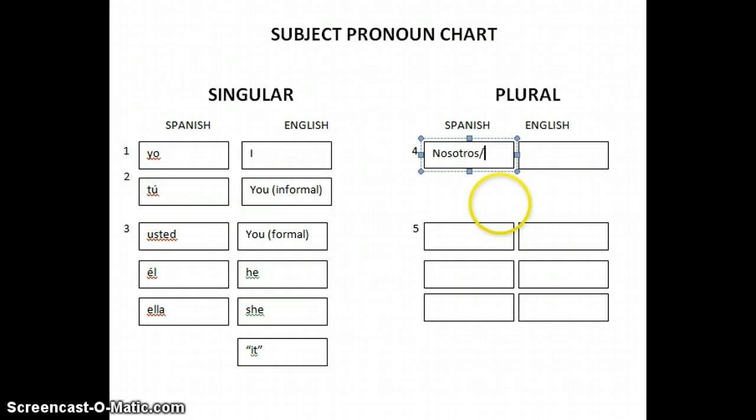And if it's all women, instead of nosotros, you would say, let's see if I can fit it in here. Oh, it's not doing it. Sorry, y'all. Let me pause this. Alright, let's try that again. Nosotros, that's the we, all guys. And then, oh, I didn't do it right.